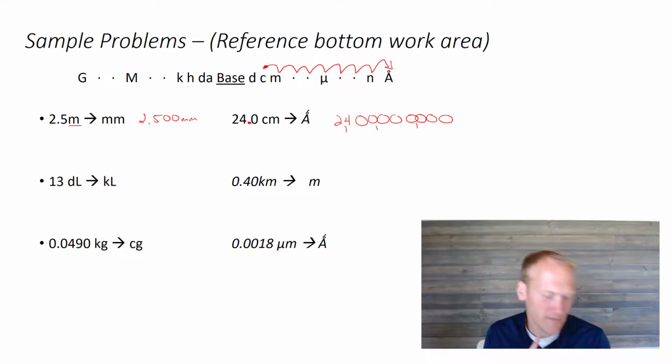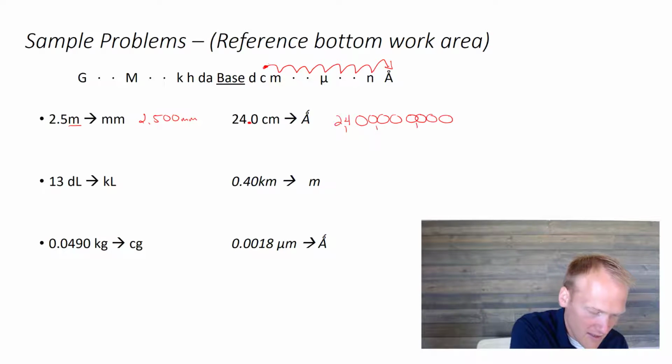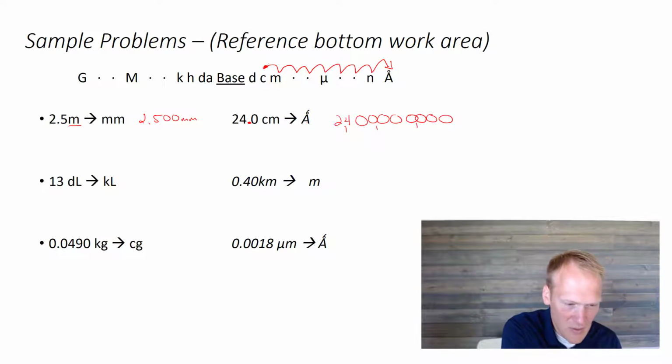I will say this though, sig figs matter here. This number here had 2 sig figs and we ended with 2 sig figs. This number here had 3 sig figs and we need to end with 3 sig figs, which means we need to put a line over this 0 to show that those 3 are significant.